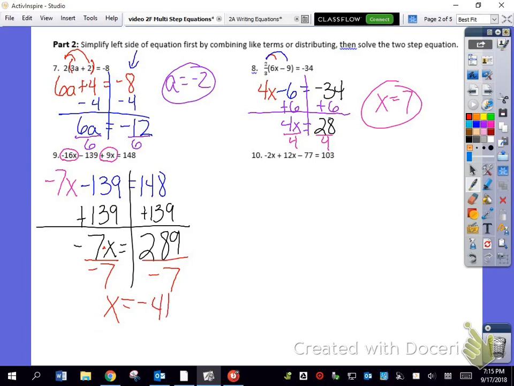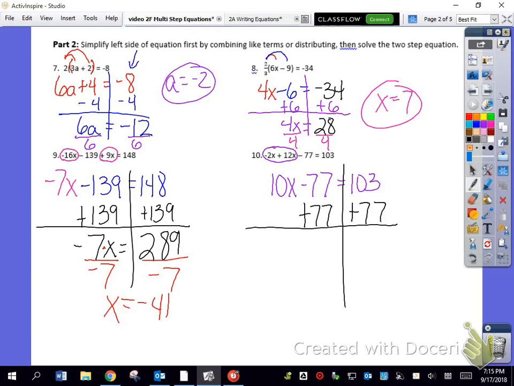On number 10, you want to collect like terms. So I put the x's together. That's going to be 10x minus 77 equals 103. Okay. The opposite of subtracting is to add 77. So add 77, and you get 10x equals 180. The opposite of multiplying by 10 is to divide by 10. And so x equals 18.